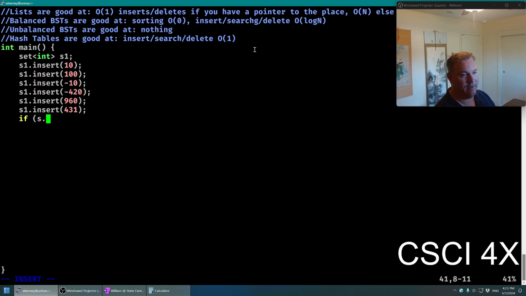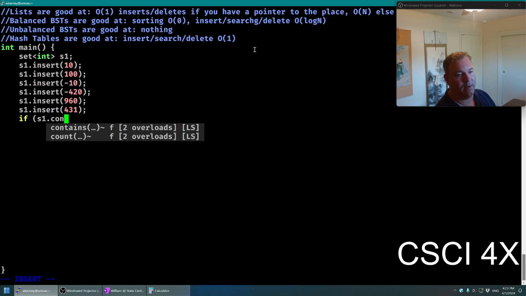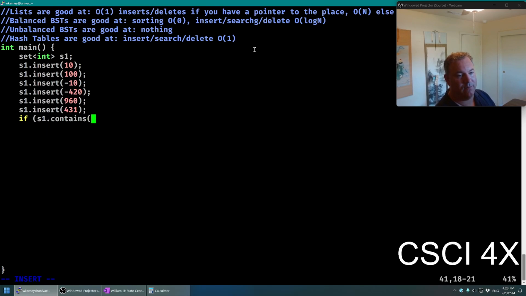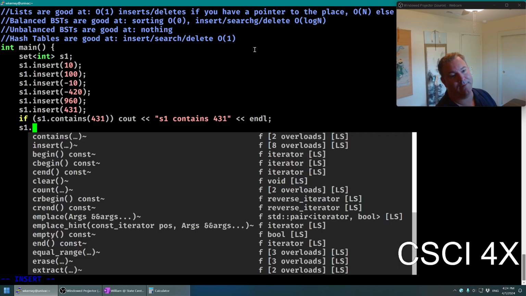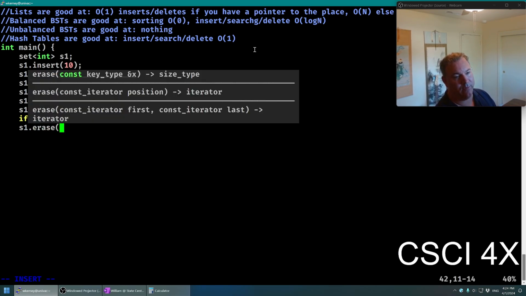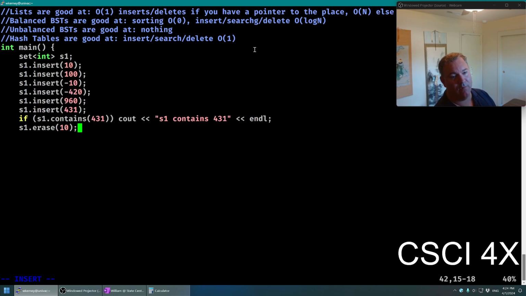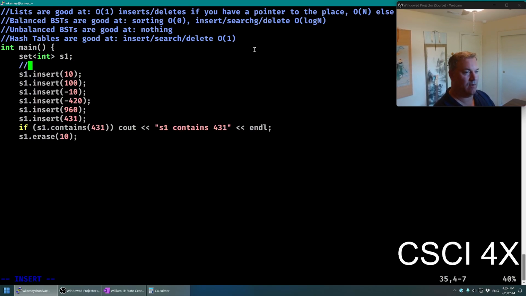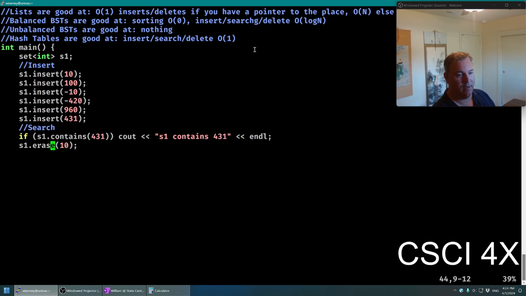We can do search by saying s1.count of 431. And then we do delete. We do s1.erase. We erase. Then insert, search, and delete. These are the three big things we care about in every data structure.